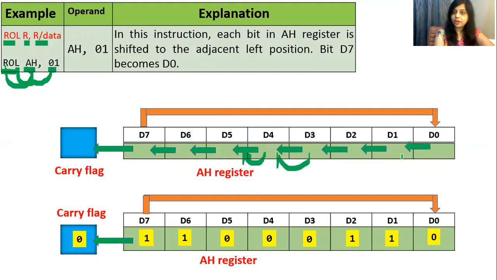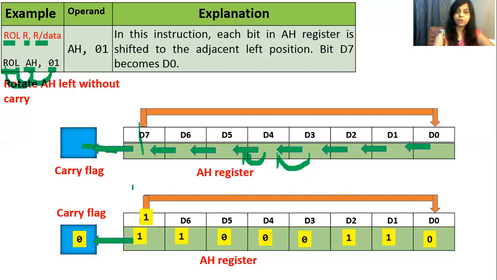So D0 will come over D1 and D7 will enter into carry flag and the same D7 will also enter in D0 bit position. Now see, it is simple ROL. It is said that it is ROL, rotate left without carry. Let's assume that these are the contents of AH register, that is 11000110, and carry flag holds 0.